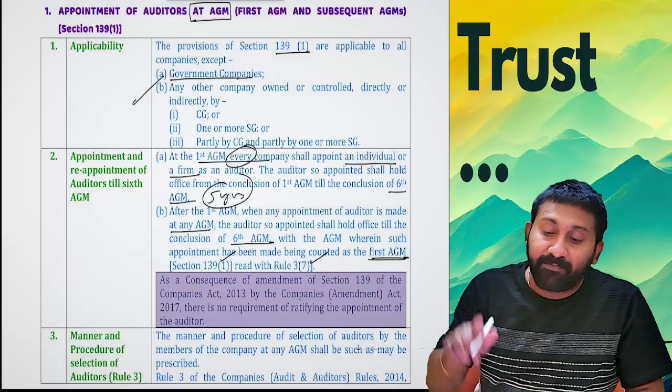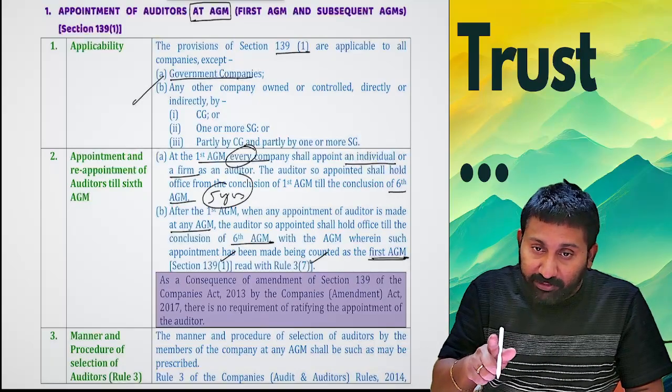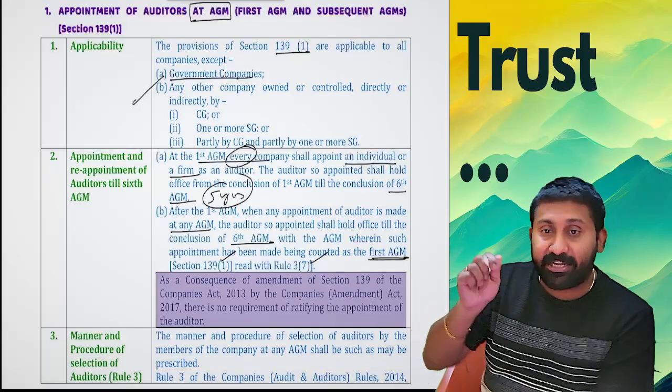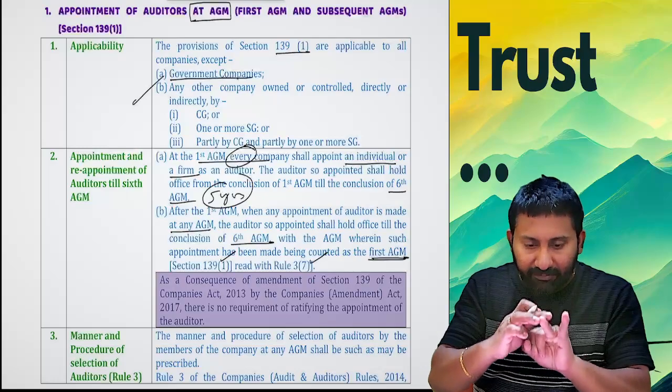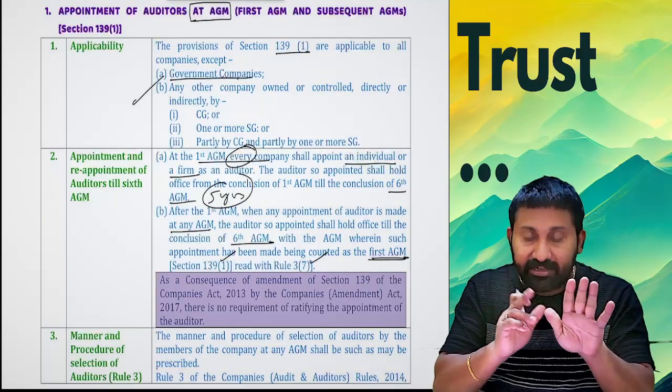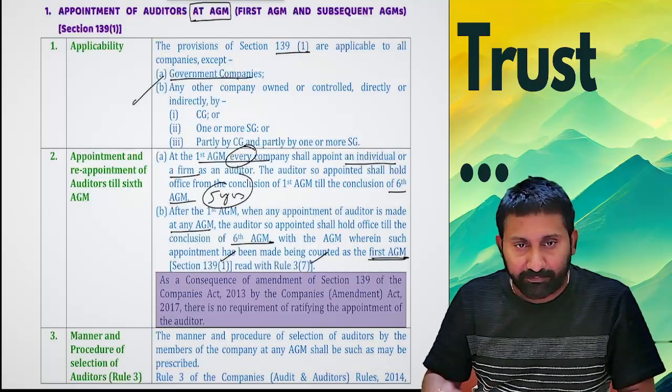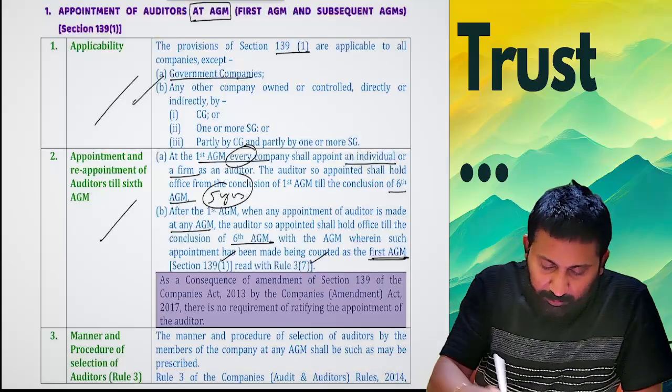Now, what will happen? That auditor will continue till the sixth AGM from that AGM onwards. Means what? Third AGM, if he is appointed, 4, 5, 6, 7, 8. Till the eighth AGM, he can continue. Understood the point or not? So that's the point here.